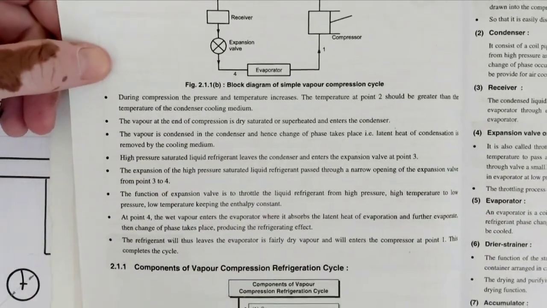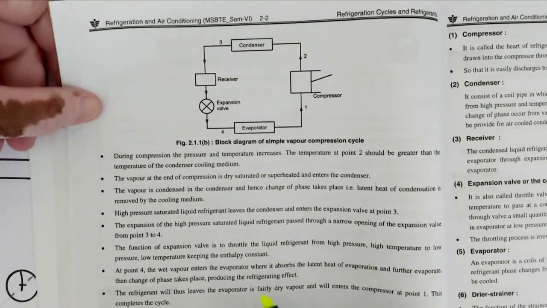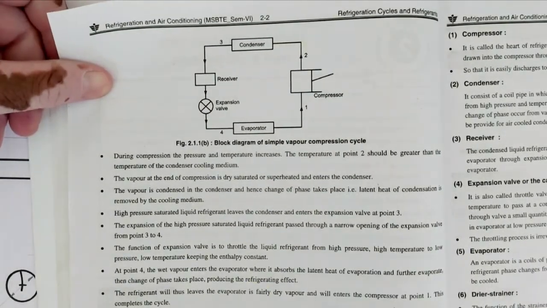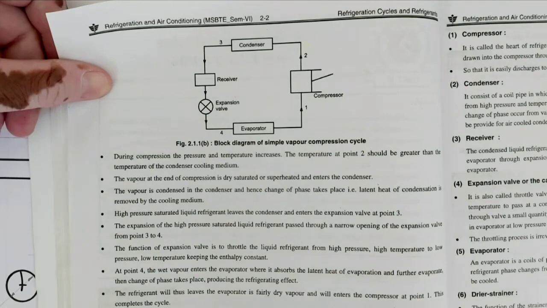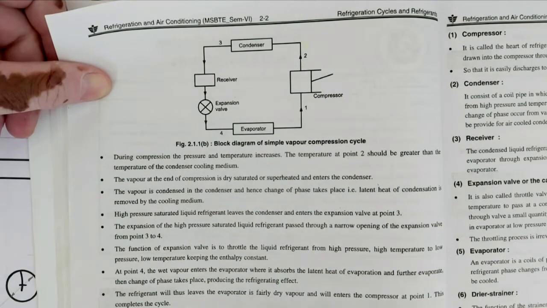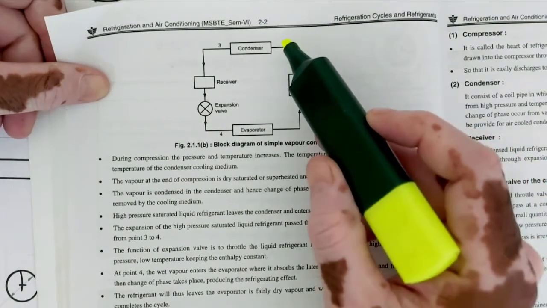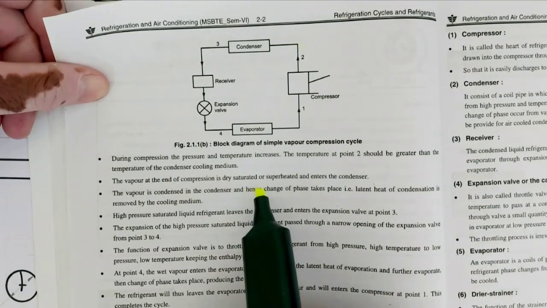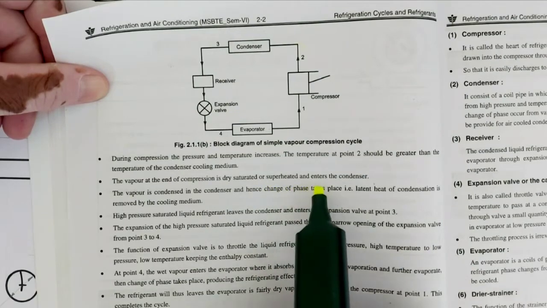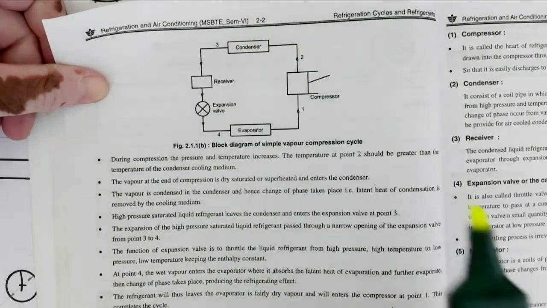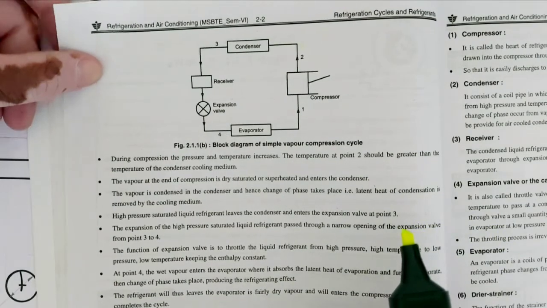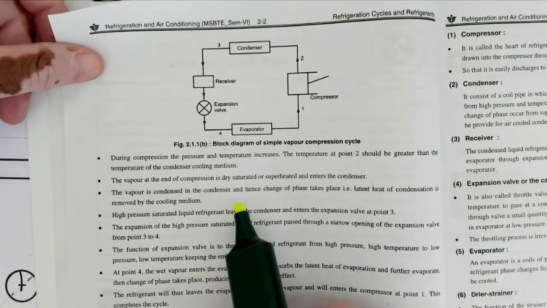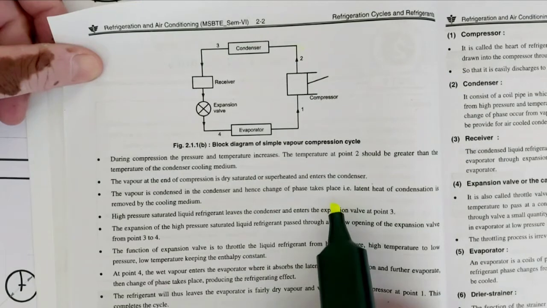and temperature increases. The temperature at point 2 should be greater than the temperature of the condenser cooling medium. So here temperature increases. The vapor at the end of compression is dry, saturated or superheated and enters the condenser. Then the vapor condensed in condenser and hence change of phase takes place.